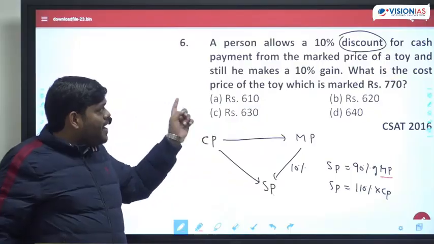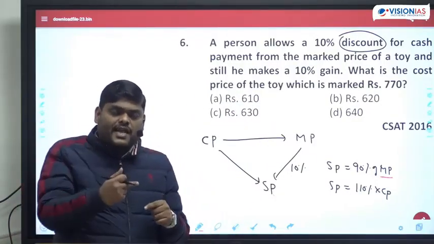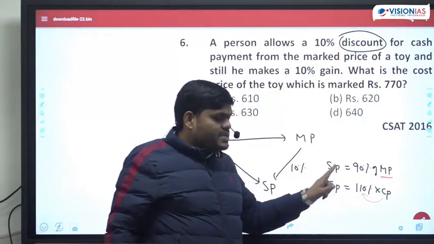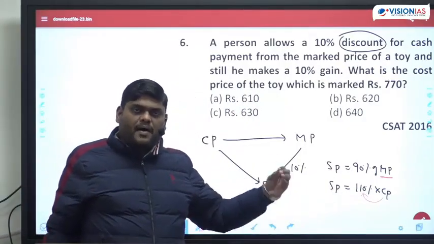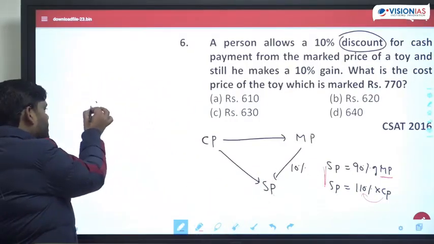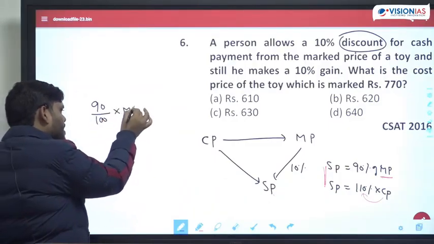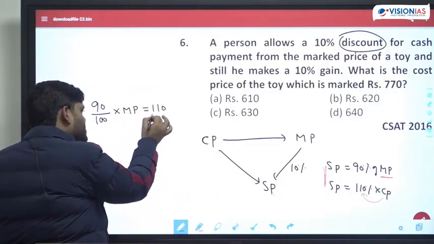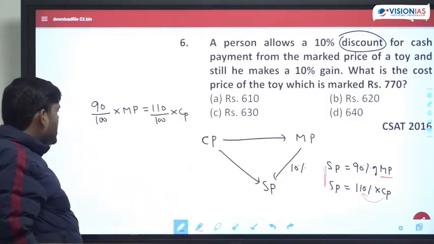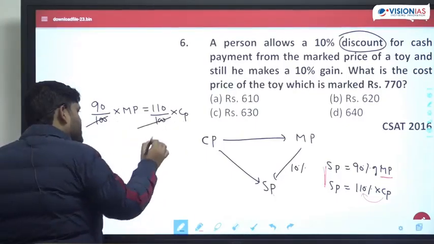So gain means 10% increment, which means it becomes 110%. Now both are SP, so we can compare them. That means 90% of MP is equal to 110% of CP.